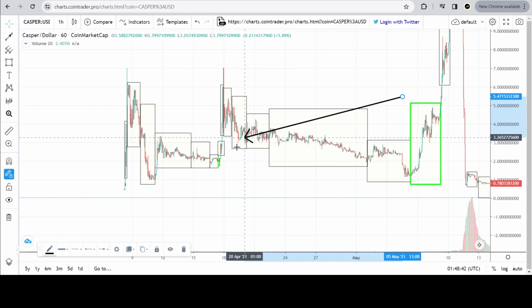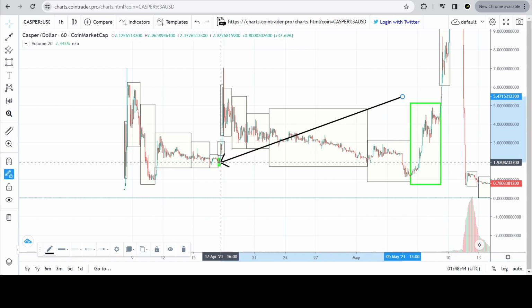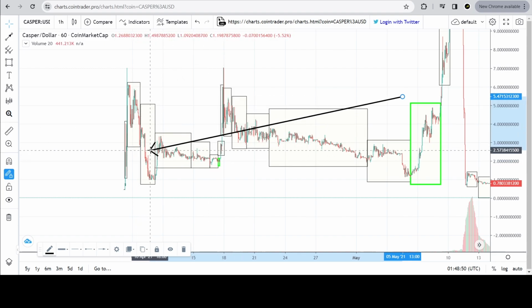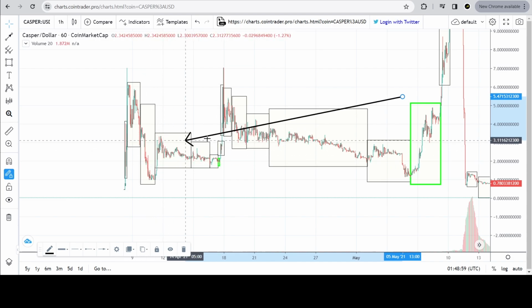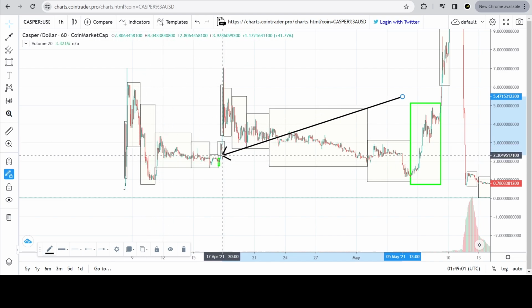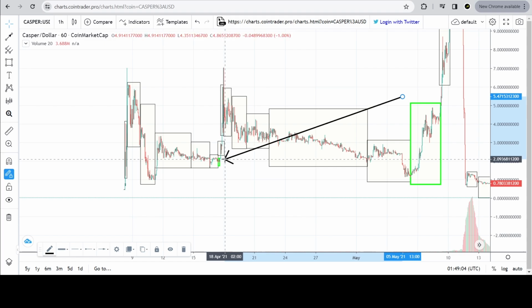Now, if we zoom out, we can see that this green box that we were just looking at is only one structure within a series of many structures. So this is part of the macro structure. The Casper macro structure is a repetitive structure. Now, this is at the very beginning of the Casper chart. This part of the chart you cannot find on TradingView.